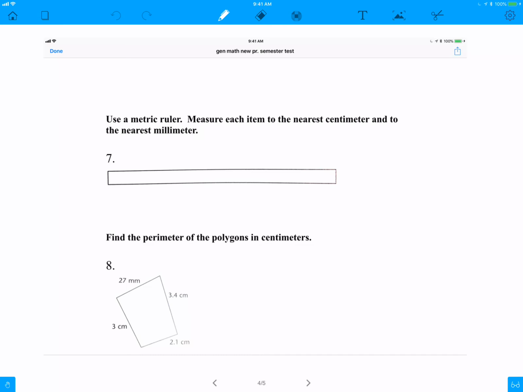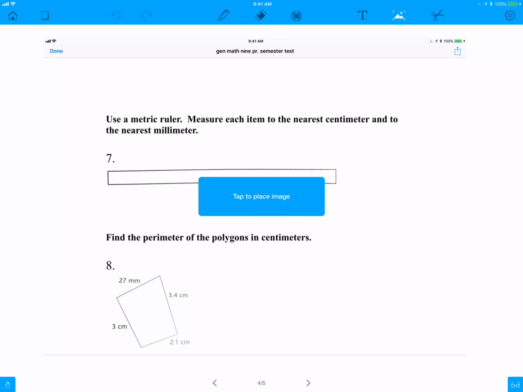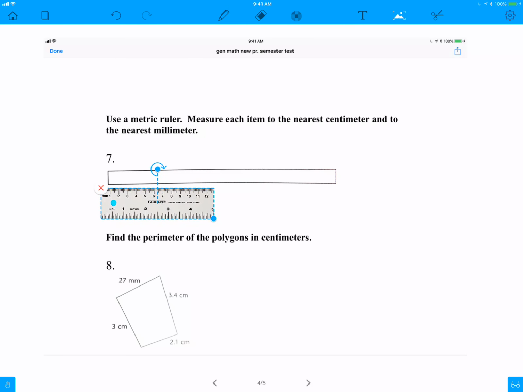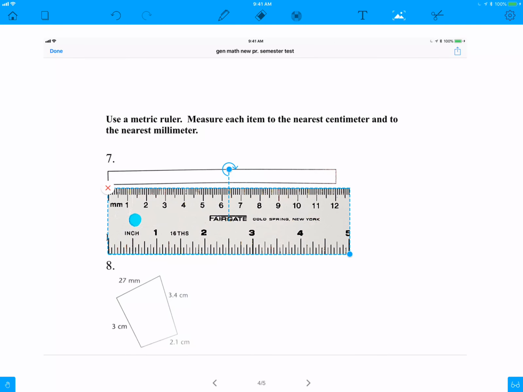So I'm going to put a ruler on my paper here. Now, again, this will not be as accurate as yours because my picture is a little bit different than yours. But let's bring this up. All right.